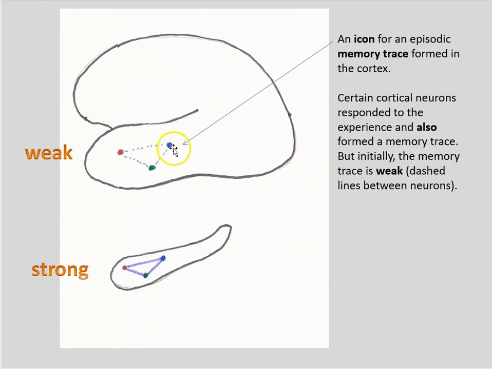Now notice, up in the cortex, we have 3 neurons as well, but there are dashed lines between them. And this is intended to represent that while these brain cells might have been activated by the learning event as well, there are weaker connections among this set of neurons. So we say this is a weak memory trace in the cortex. But again, some set of brain cells in the cortex are going to be allocated to forming a lasting memory of that episode. It's just the memory trace in the hippocampus is strong initially, and the memory trace in the cortex is weak initially.